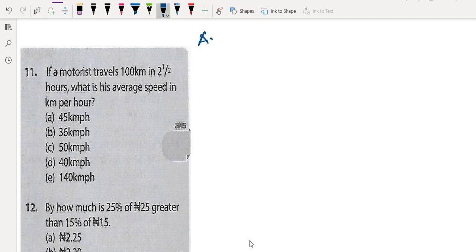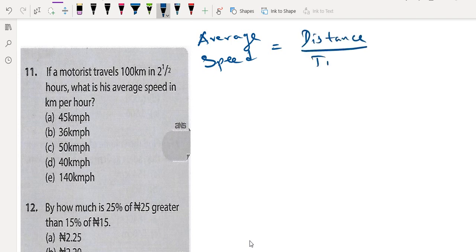Okay, so let's solve together. Average speed is distance over time. What's the distance, please? 100. If a motorist travels 100 kilometers, 100 kilometers is the distance, and it is in kilometers because they want the answer in kilometers per hour, right? Yes. Good. So we don't need to convert to kilometers. It's already in kilometers. So 100 kilometers in 2.5 hours. The time also is in hours. We don't need to convert to hours. What's 2.5 hours? 5/2. So time is 5/2 hours.